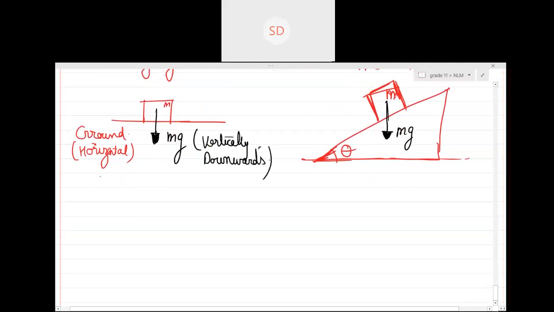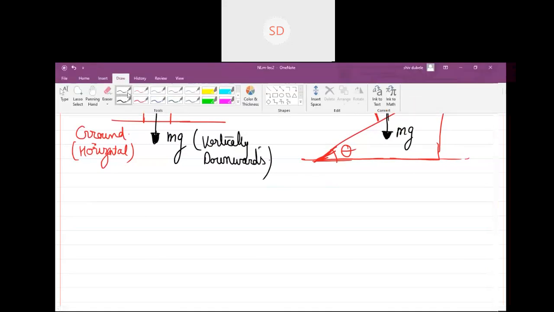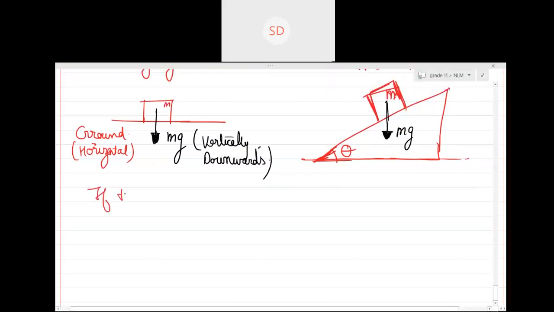Okay, what if the object's dimension is big? If the dimensions of the object are big, dimensions of the object comparable to what? So scroll up.